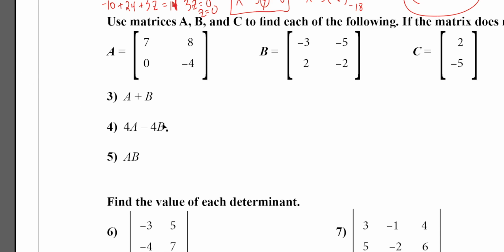What about this? 4a minus 4b. Well, what you're doing is you're just multiplying this by 4, and you're multiplying this by 4, and then you're going to subtract them, right? So it's easy to multiply. We call this a scalar. Did I use that word before? I don't remember if I used that word.